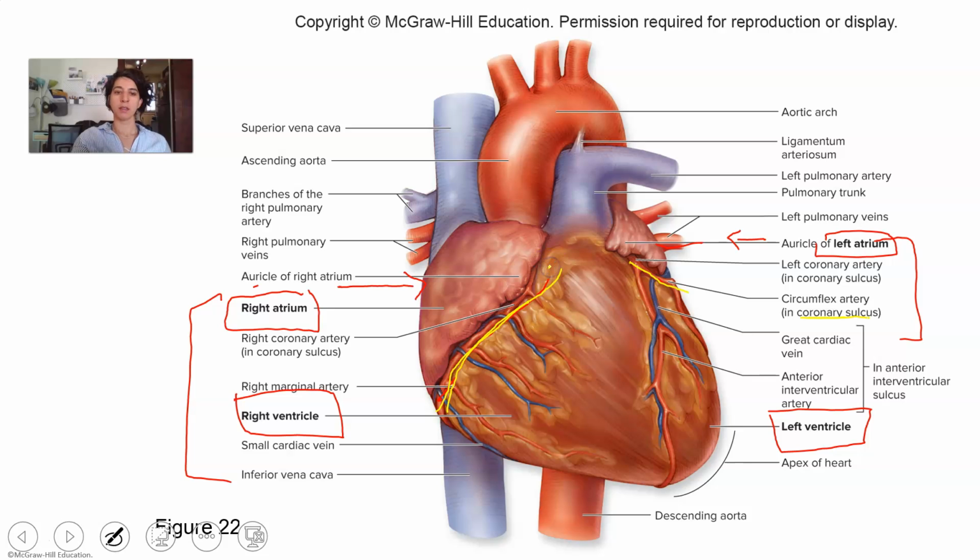Okay, within that coronary sulcus, you have blood vessels that both supply and drain blood from the heart, and that will be our next video, coronary circulation. So not only is the heart a pump which supplies oxygen-rich blood to the body, it is an organ itself that needs an oxygen supply.